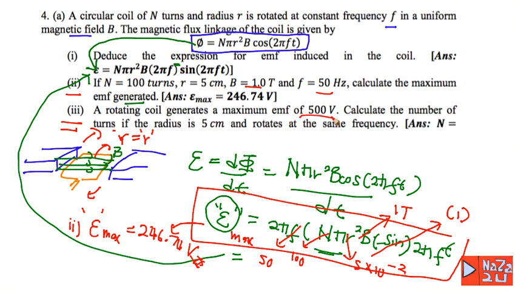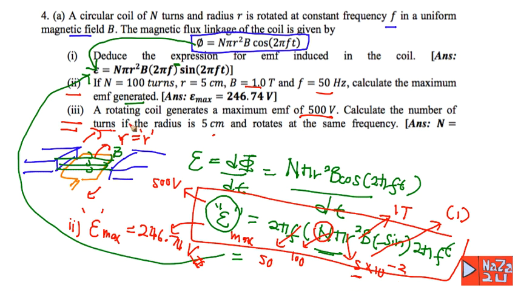And number 3, a rotating coil generates maximum EMF of 500 volt. So this is the maximum EMF, E, which is 500 volt. This is the third situation here, and calculate the number of turns. So what is the value of N if the radius is 5 cm? The same, so converted to meters is 5 exponent minus 2.